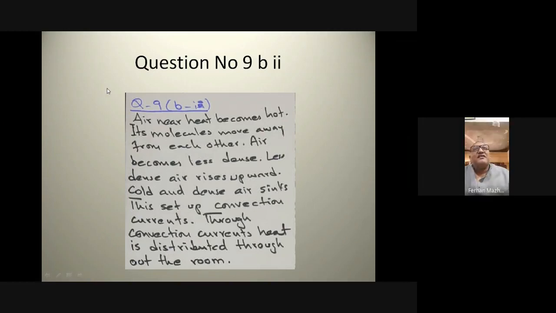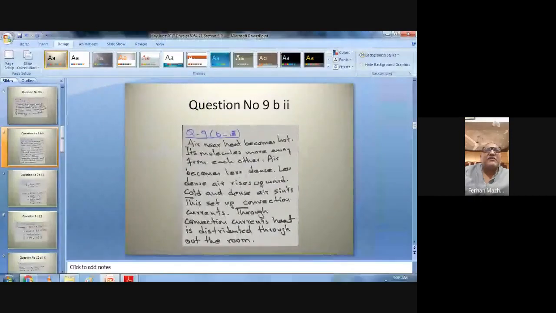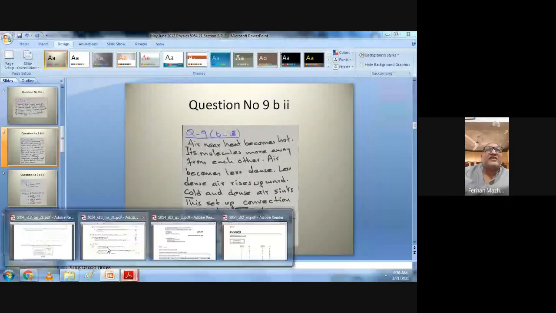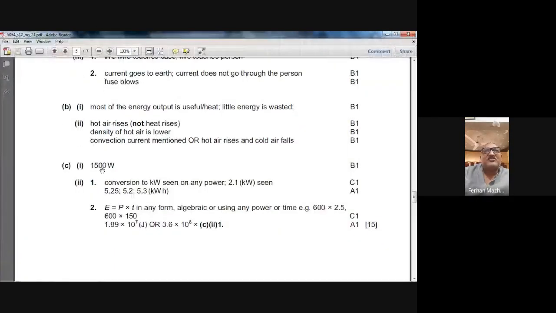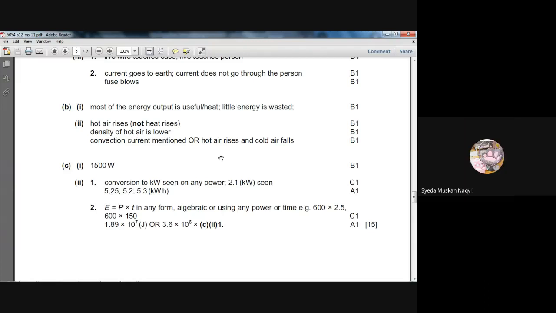Okay, good. So let's check the marking scheme. What does the marking scheme say? The marking scheme says hot air rises, not heat rises. Say hot air rises. Density of the hot air is lower. Convection current mentioned. Hot air rises and the cold air falls. So I think we have covered all the 3 main points which we want in the answer. Do you understand this? Yes, sir. Okay.